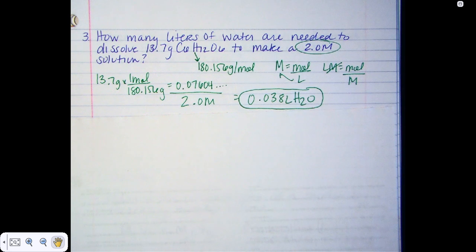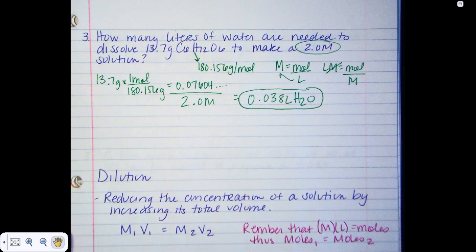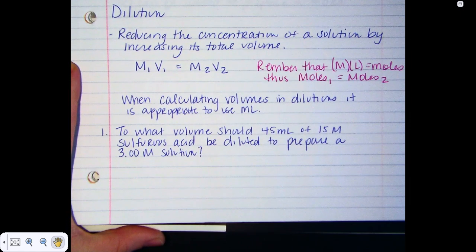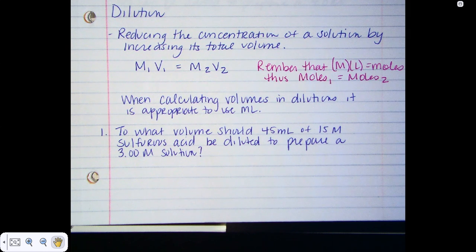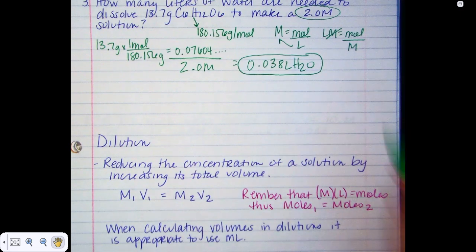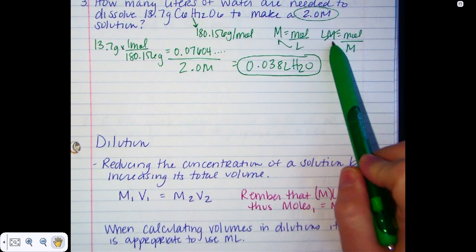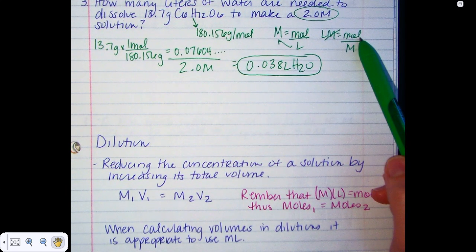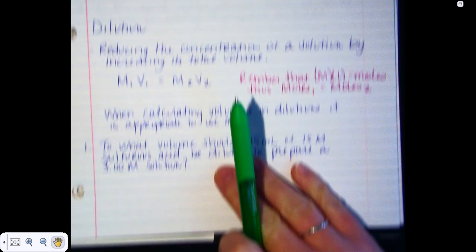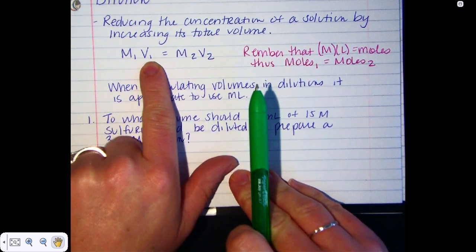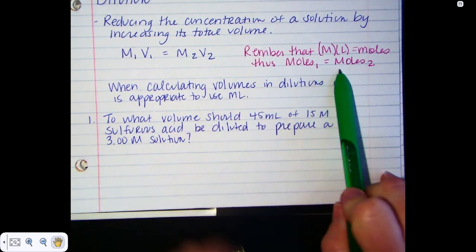All right, so there's one example for each variable. The next thing we're going to do is look at dilution. So dilution is where we reduce the concentration of a solution by increasing its total volume. Okay, and our formula for this is M1V1 equals M2V2. We'll consider what we know about our molarity formula up here. When I had liters, which is volumes times molarity, that was equivalent to moles. So really what this is saying down here is molarity times volume equals molarity times volume, which is really just moles have to equal moles.